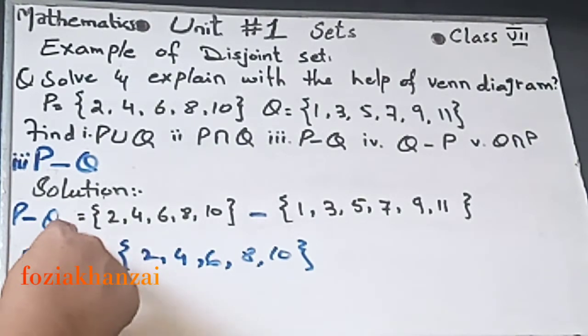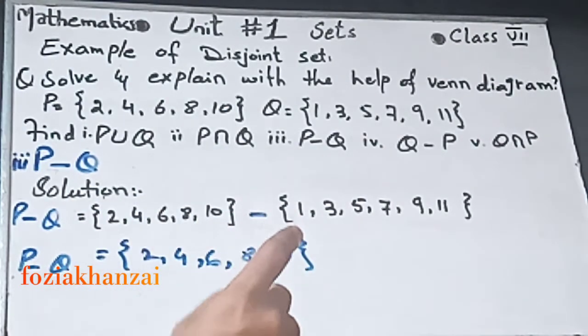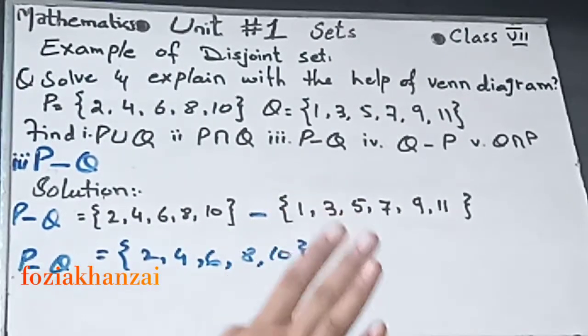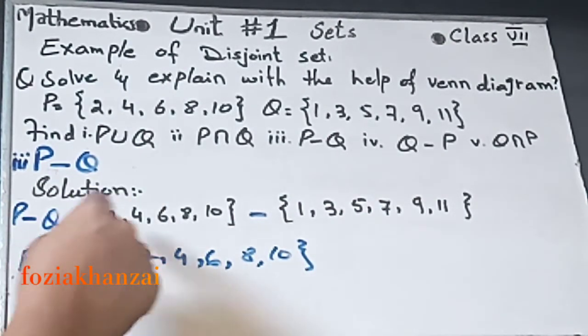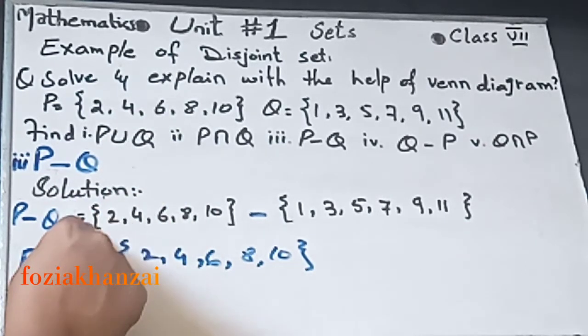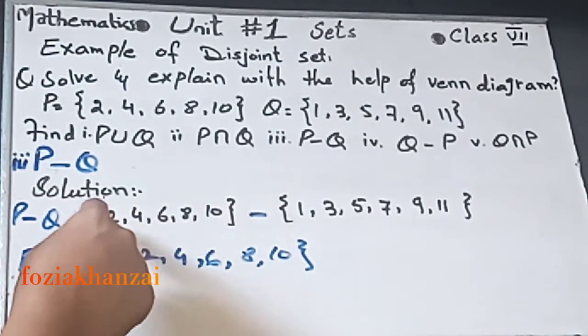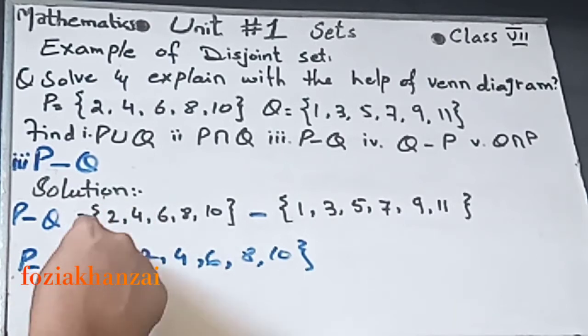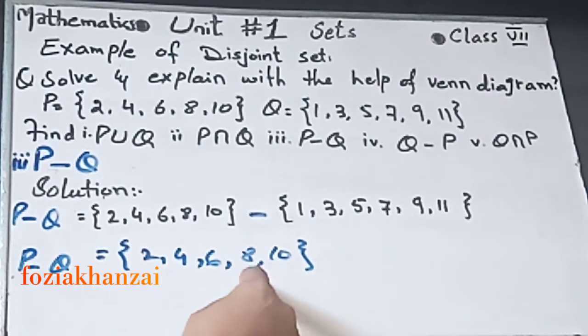Okay, the method to find P difference Q: if we have a common element, we cut it here. Now the remaining elements of the first set, P, are the answer. After cutting the same elements, the remaining elements would be the answer, but there is no common element. That's why all elements which belong to set P would be the answer of P difference Q. Point is clear? So 2, 4, 6, 8, 10 would be the answer of P difference Q.